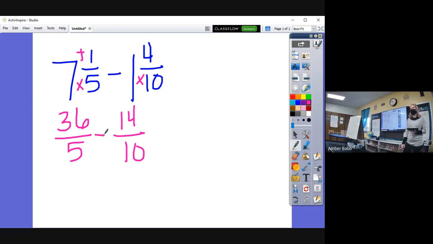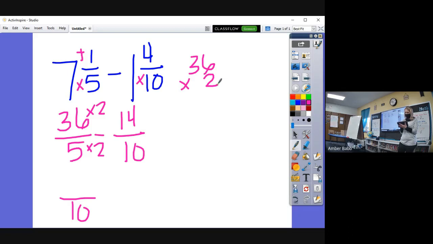Is there something else you could have done that would have kept your numbers smaller? What could you do instead of butterfly that would keep your numbers smaller? Multiply the 5 by 2. Yep, Sam says multiply this side, the 36/5, by 2. I don't even need to change this one at all. You see, because a 5 can turn into a 10. I just need to multiply this side by 2. So 5 times 2 is 10. 36 times 2, I don't know, but I can come over here and do this, can't I?